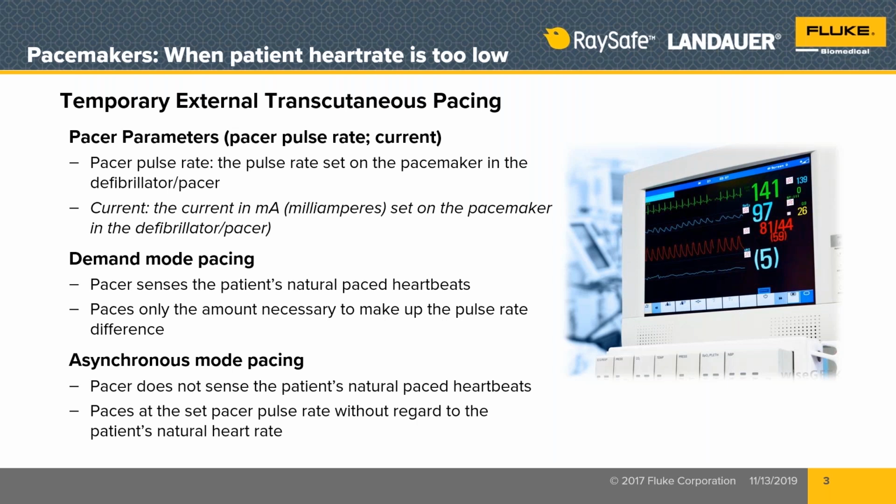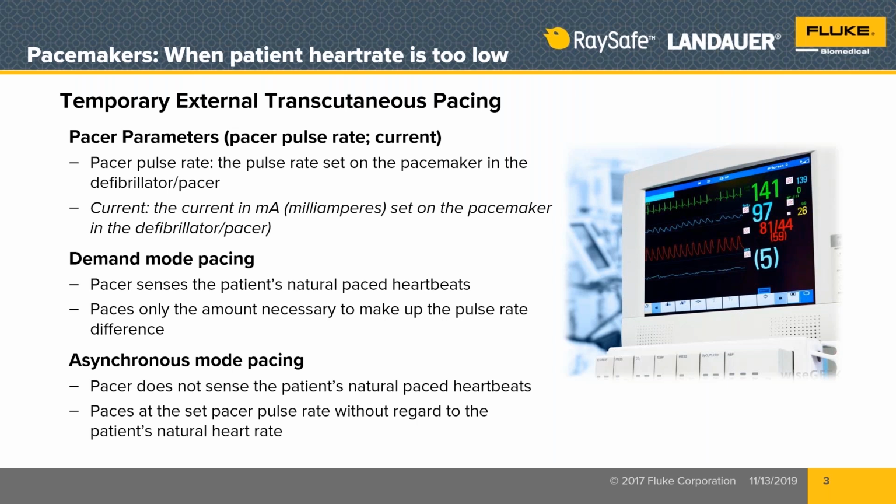The pacer parameters are current that we're going to dial into the pacemaker part of the defibrillator, and a pulse rate. It will be in pulses per minute, and that will be how we assess how much we're causing the heart to beat, in addition to the much slower natural heart rate of the patient when we need to do this. There are two different ways of pacing.